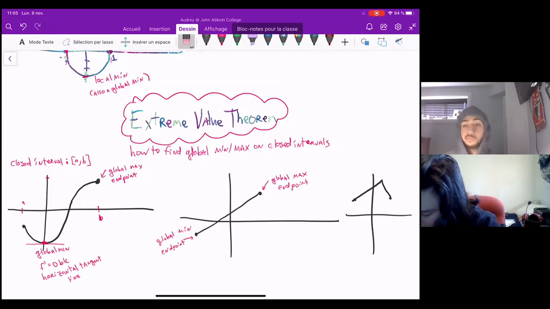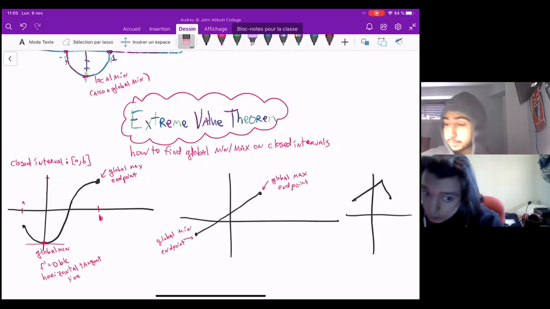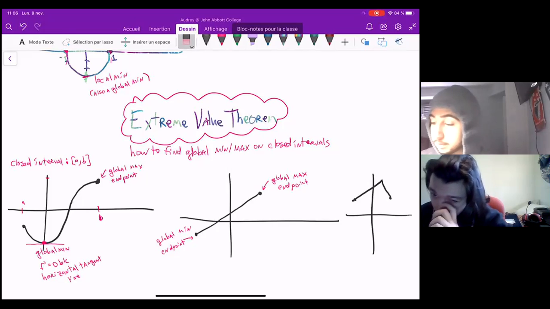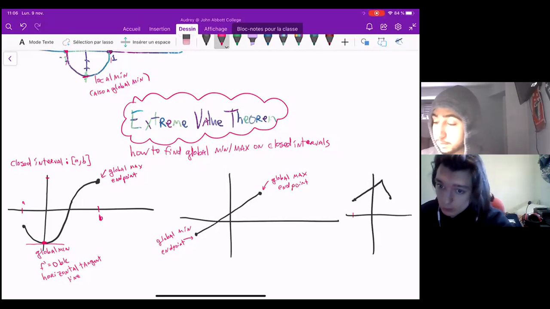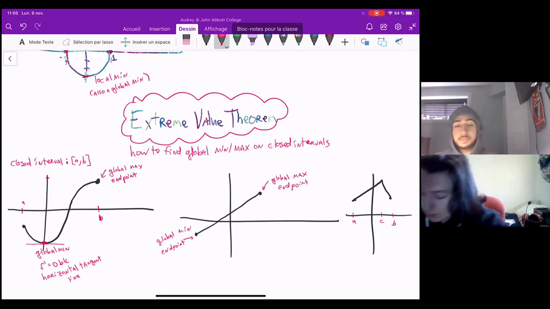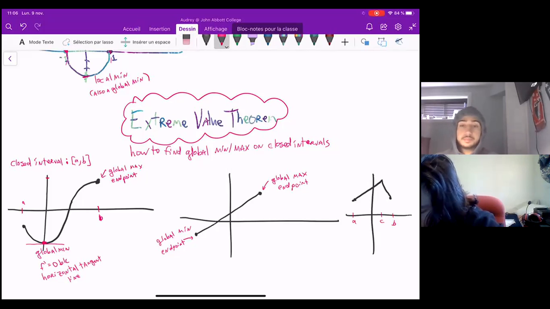Okay, so does this third graph have a global min and a global max? I'm going to label this again. We'll call this A, we'll call this B, and I'm going to call this in the middle C for my critical value. At what x value does the max occur? C. At C. So that's my global max. And what's the derivative there? Non-differentiable. Exactly. Good job, Luca.